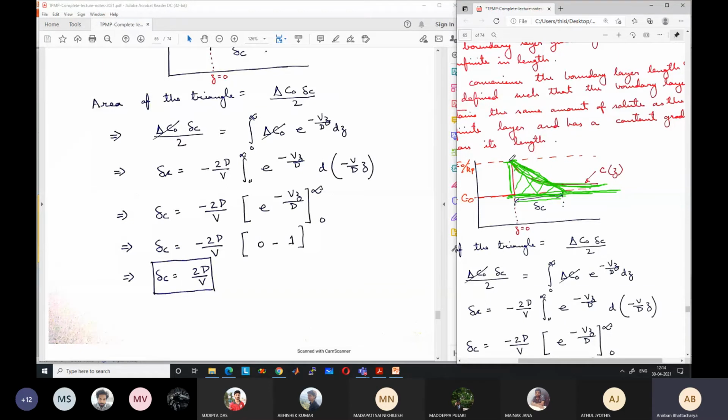The triangle will become like this. Only in the case of infinite diffusivity do you get a variation like this. For any finite diffusivity you get variations like this. So depending on the diffusivity, the length of this artificial boundary layer will increase.